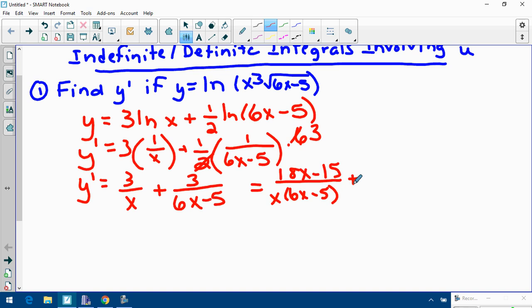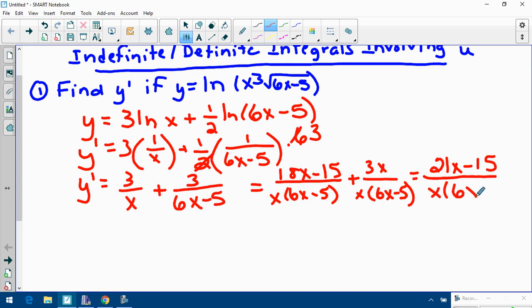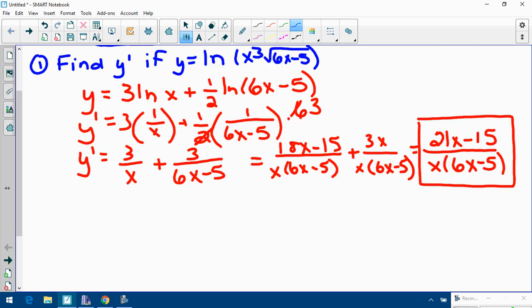Plus, I just multiply this by x, I have a 3x over that same denominator, x times 6x minus 5. And combining like terms, we'd end up with 21x minus 15 all over x times 6x minus 5. And I can't reduce that anymore. I could take a 3 out of the top, but that wouldn't cancel with anything. So that's probably the most simplified version. Okay, that's the first one.